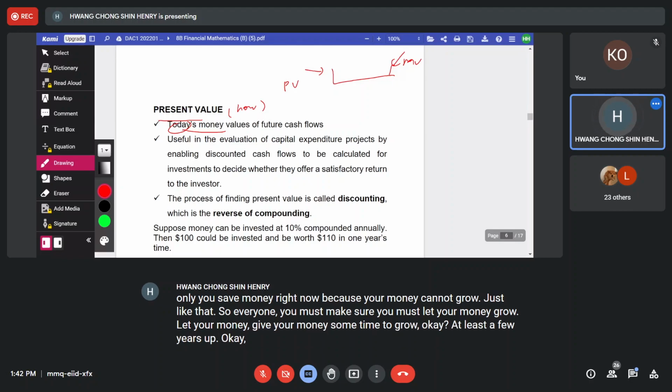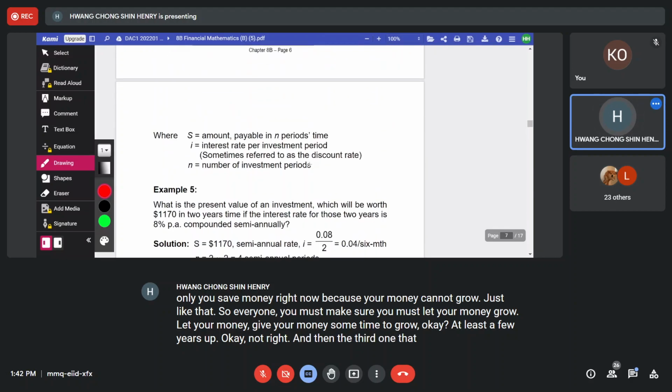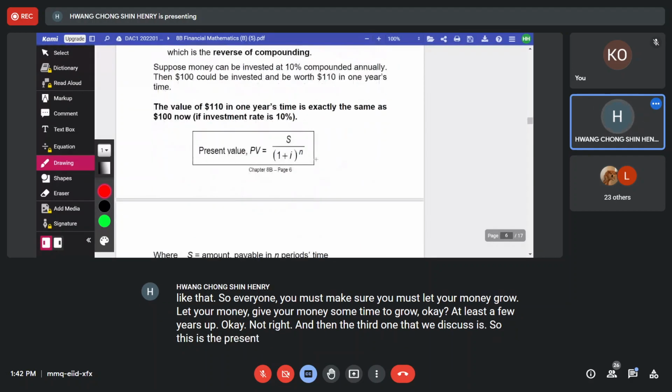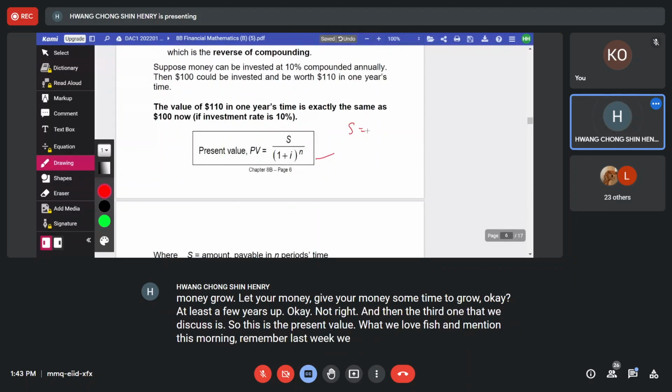All right. And then the third one that we discuss is the present value formula, which I mentioned this morning. Remember, last week we learned the compound interest.